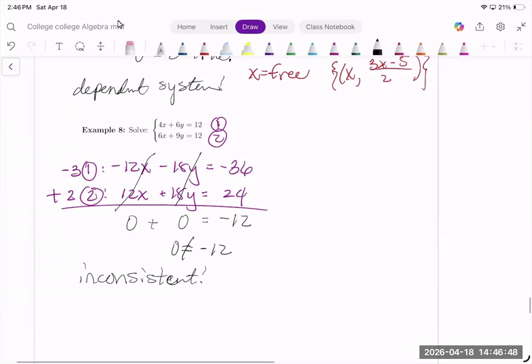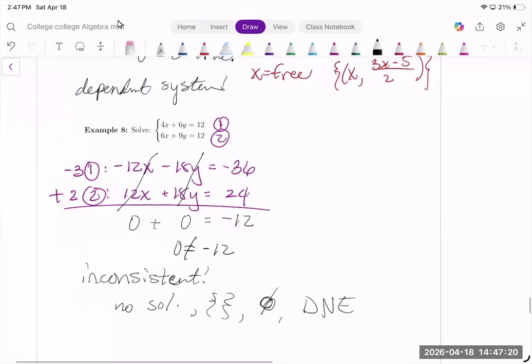If you think of inconsistent stories, like some things just don't add up, they're not matching up, like there's inconsistencies in a timeline, right? Something is amiss. So inconsistent, right? 0 doesn't equal negative 12. No solution. Empty set. The 0 with a line through it. It's like an O with a line through it. The null set, empty set. Or D N E, does not exist, but that's it, right? There's no solution.